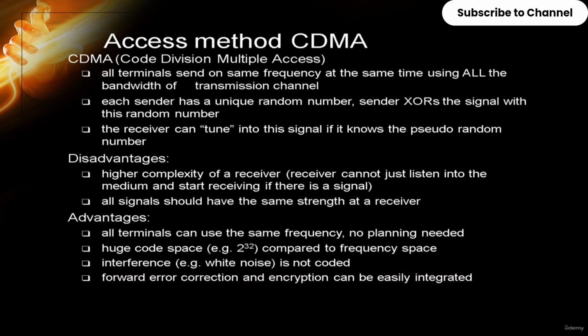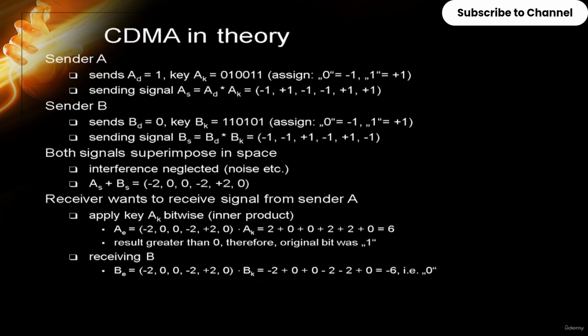Another scheme is CDMA, code division multiple access. In code division multiple access, all the stations are given a particular code to transmit. Each sender has a unique random number and does an XOR operation with the particular mobile station's data. The disadvantages of this scheme are that it is highly complex and all signals should have the same strength at the receiver. The advantages are that it can use the same frequency, a huge code space is available, interference is very much reduced, error correction is very easy, and encryption is easily available.